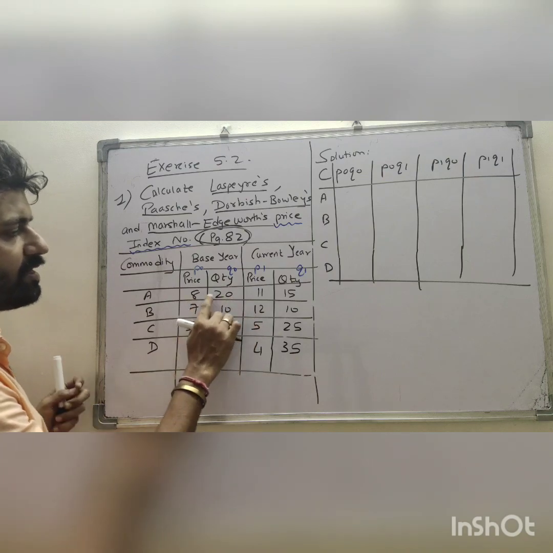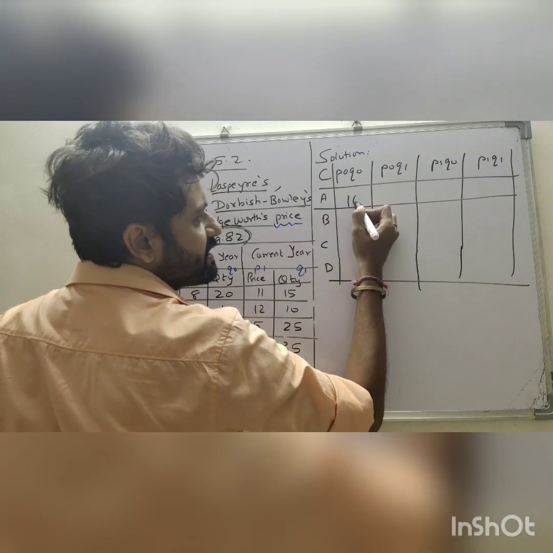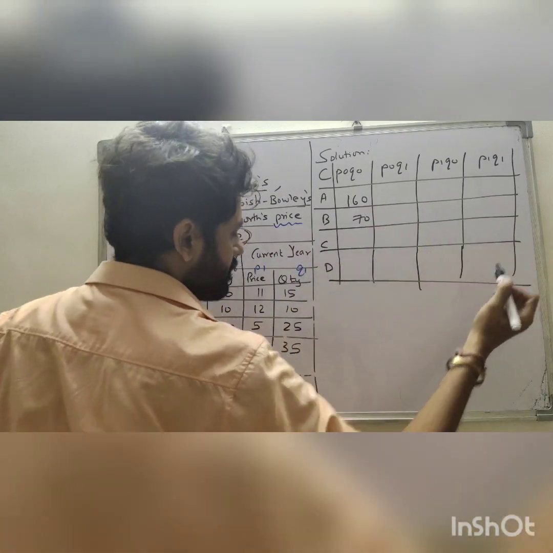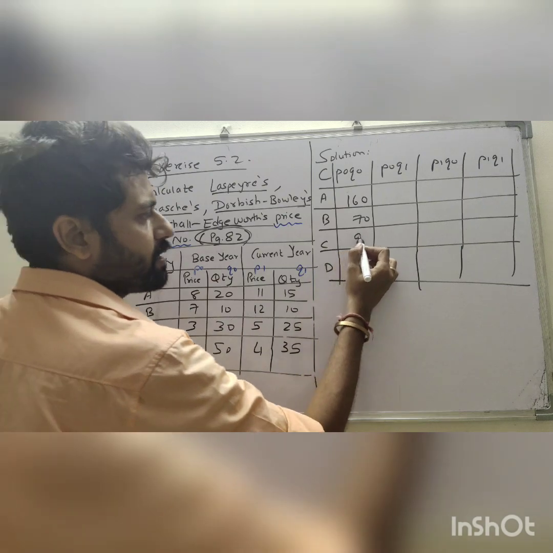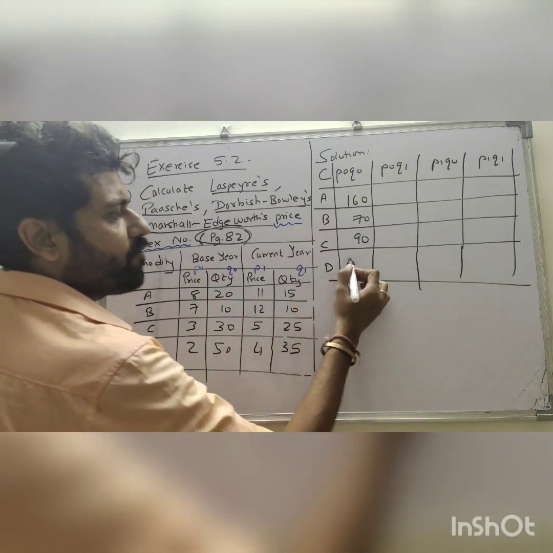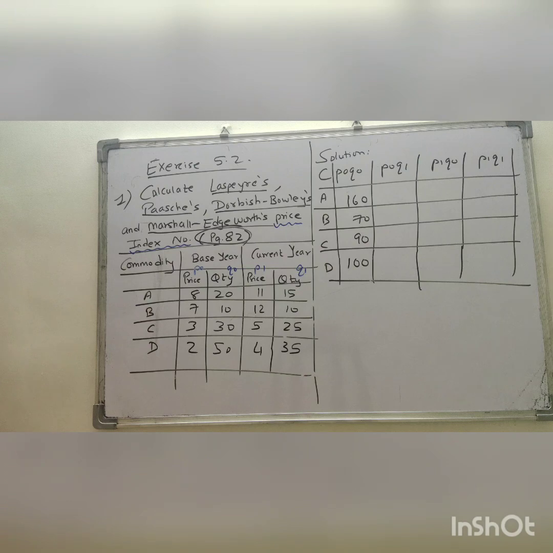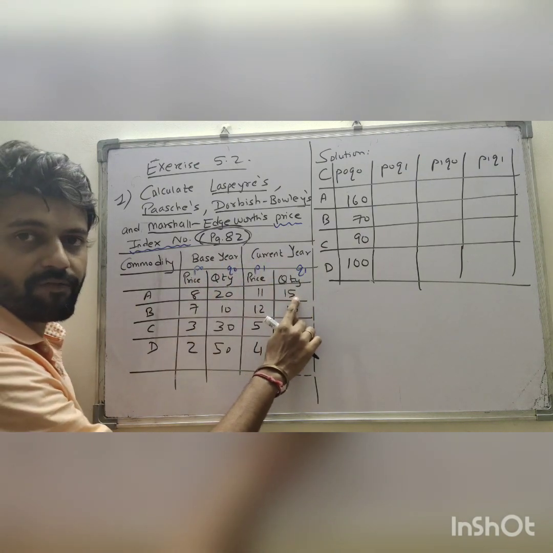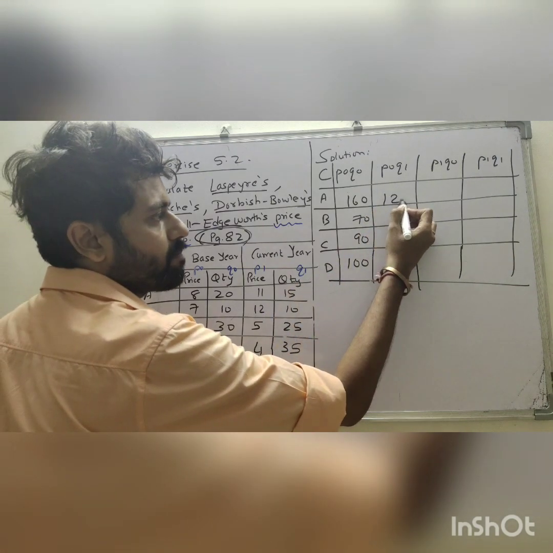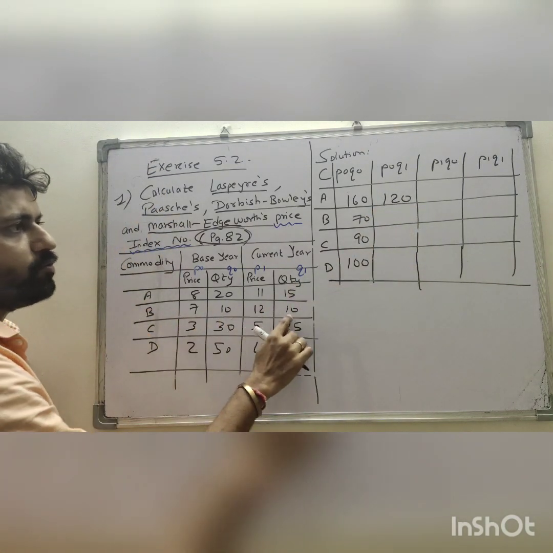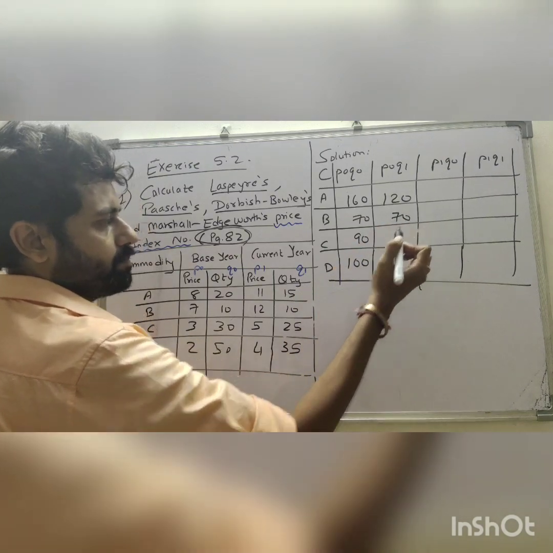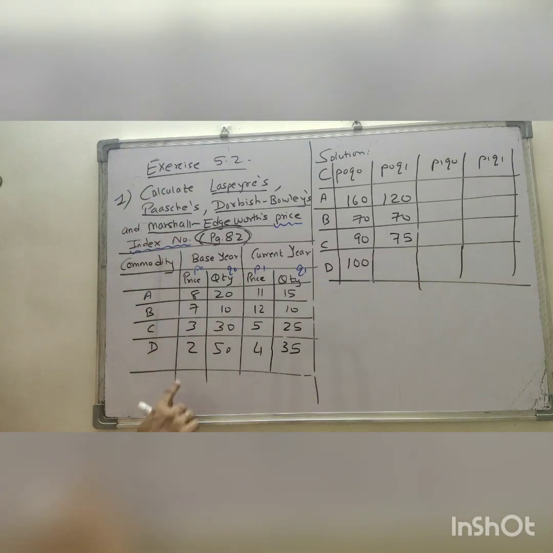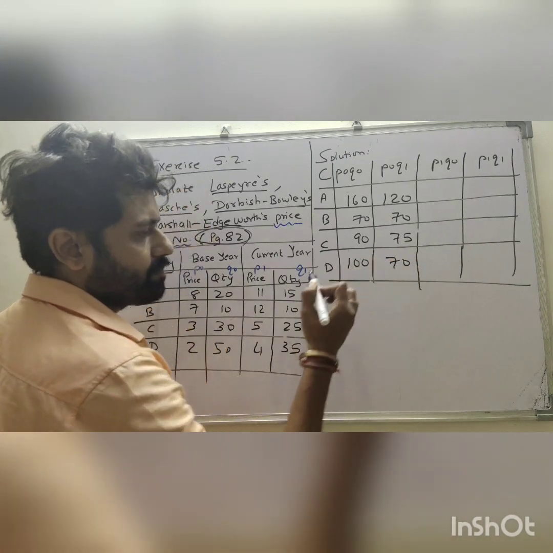P0 Q0. 8 2s are 160. 7 10s are 70. 3 into 30, 90. 2 into 50, 100. P0 into Q1. 8 into 15. 15 4s are 60, 15 8s are 120. 7 into 10, 70 again. 3 into 25 is 75. 2 into 35 is 70.